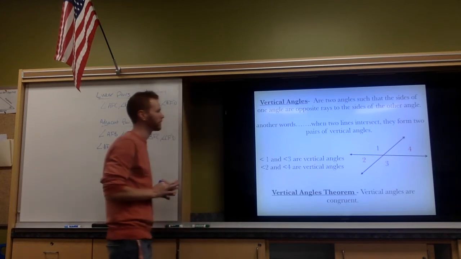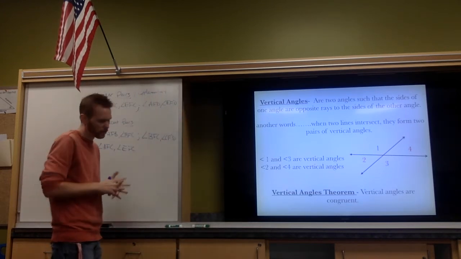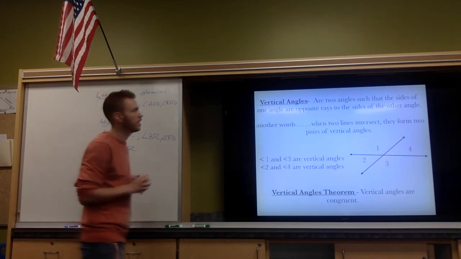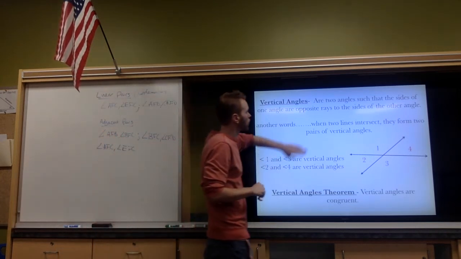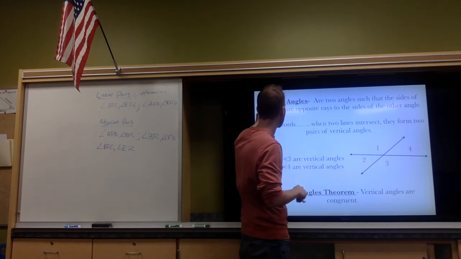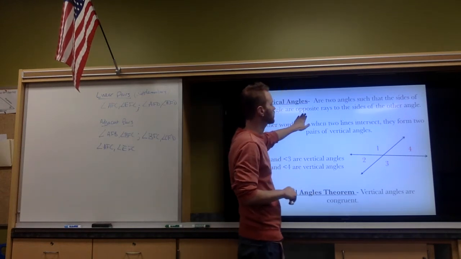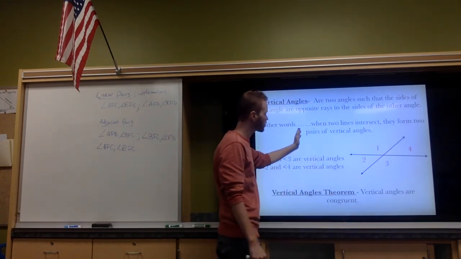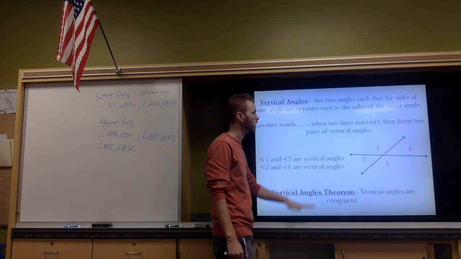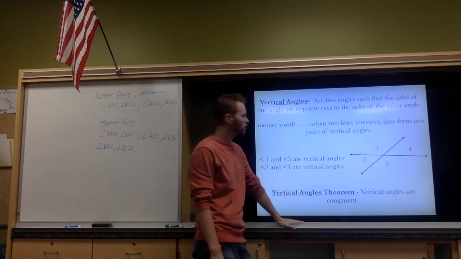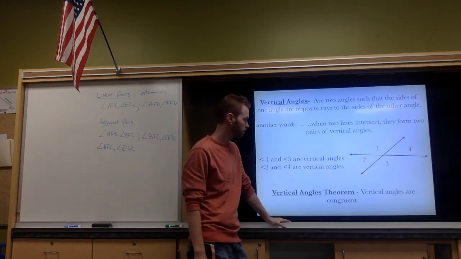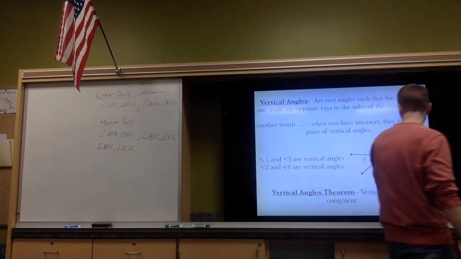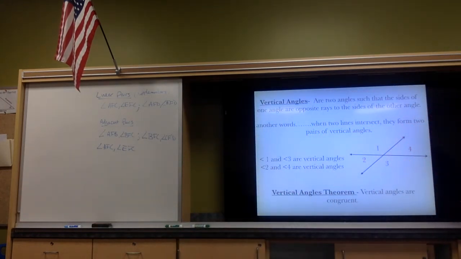Vertical angles. Now, the description, I don't know, might be confusing, but I think the picture does a better job of explaining. Vertical angles are two angles such that the sides of one angle are opposite rays to the sides of the other. In other words, when two lines intersect, they form two pairs of vertical angles. So look at that picture I drew over there. I color-coded it so you can see. 1 and 3 are vertical.